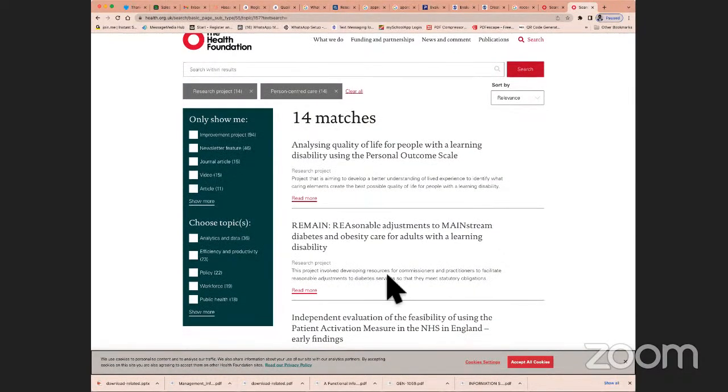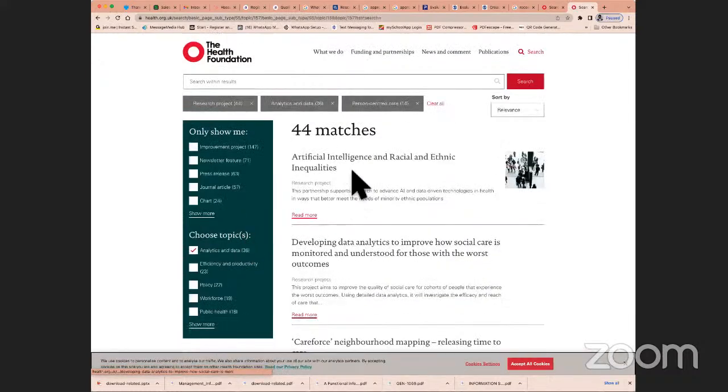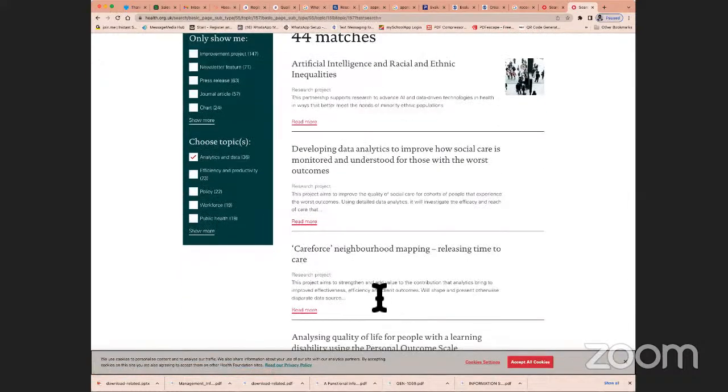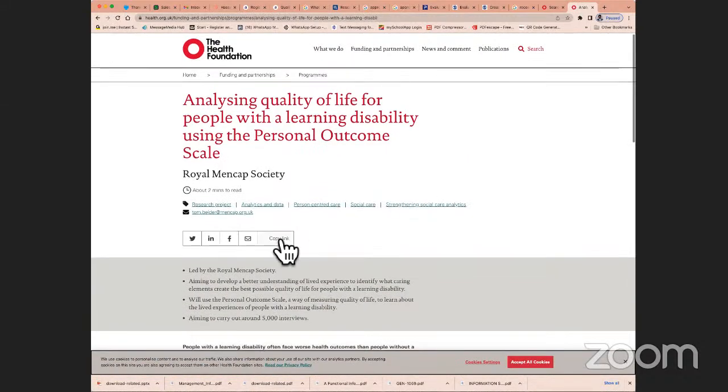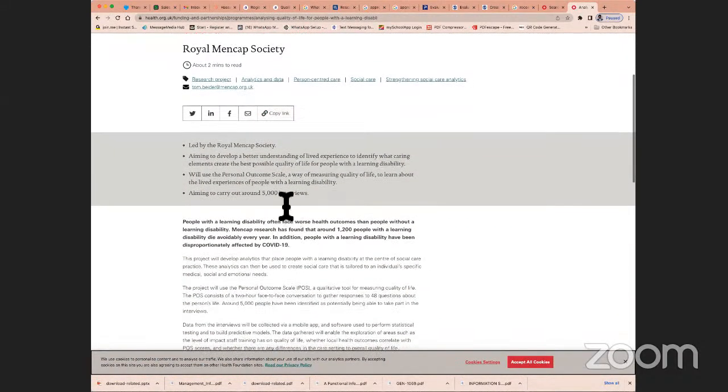What I want to be able to look at is primarily reports in which there is data and analysis which has been done. So if I click on any one which is the area of my interest, analyzing quality of life for people with a learning disability and a personal possible outcome, and if I go into a bit more detail, this is the basis of the research. It was done by Royal Mencap Society.